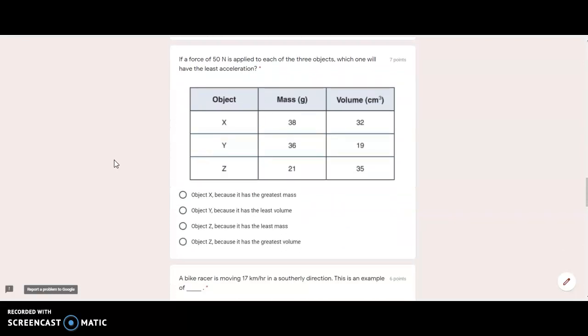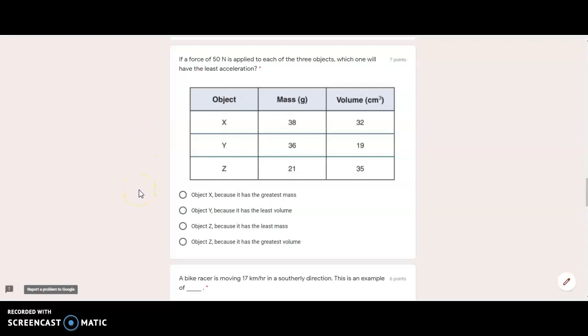Next question. If a force of 50 newtons is applied to each of the 3 objects, which one will have the least acceleration? There you can see object X has a mass of 38 grams and a volume of 32 cubic centimeters. Object Y has a mass of 36 grams and a volume of 19 cubic centimeters. And object Z has a mass of 21 grams and a volume of 35 cubic centimeters. So which one's going to have the least acceleration?